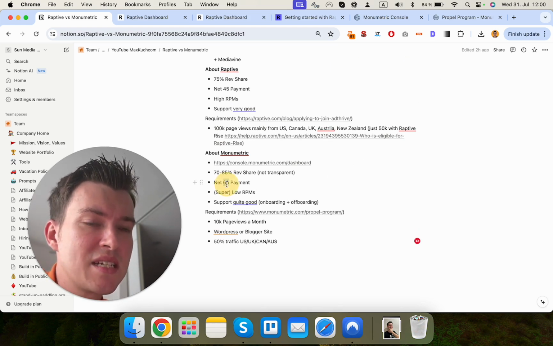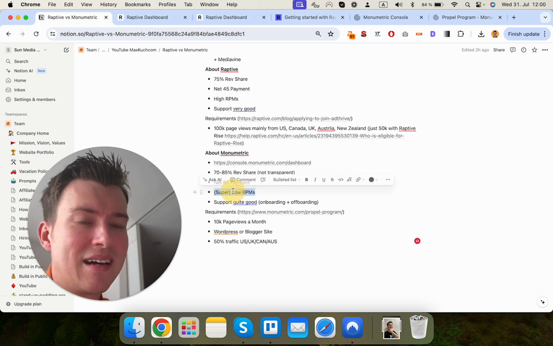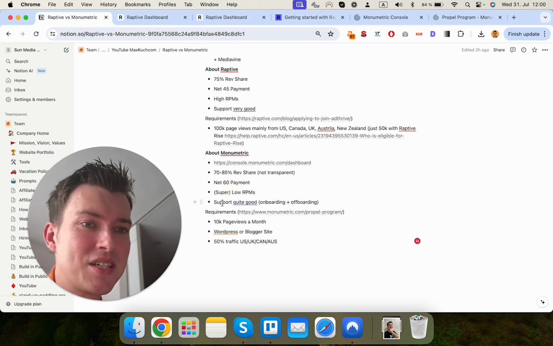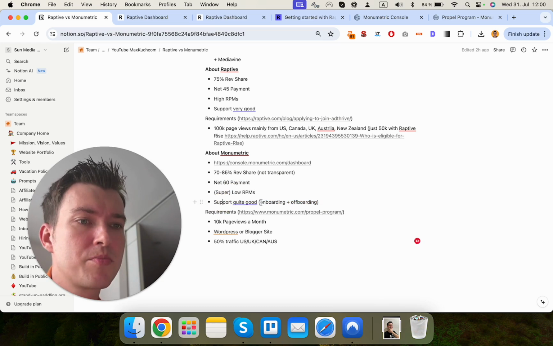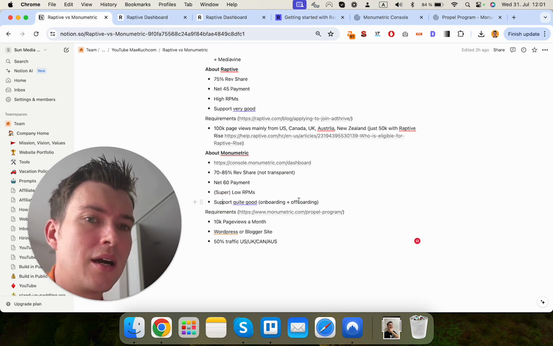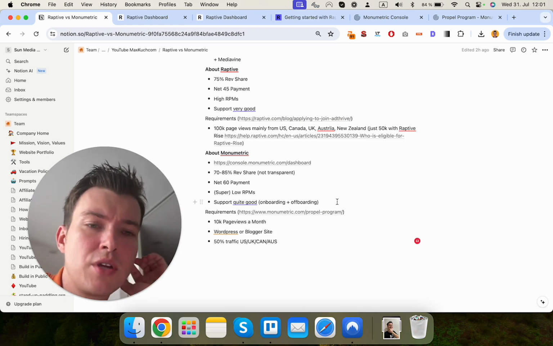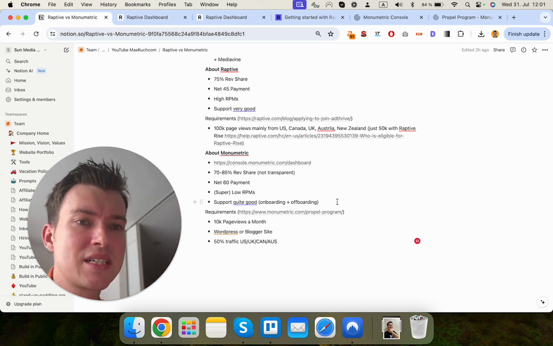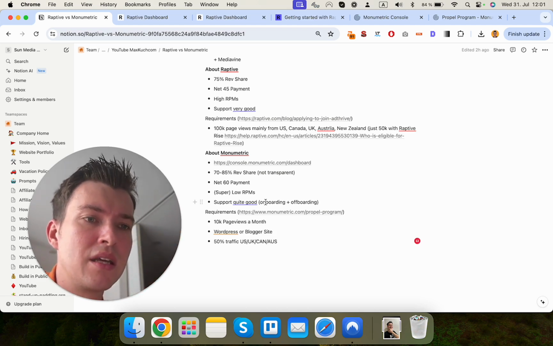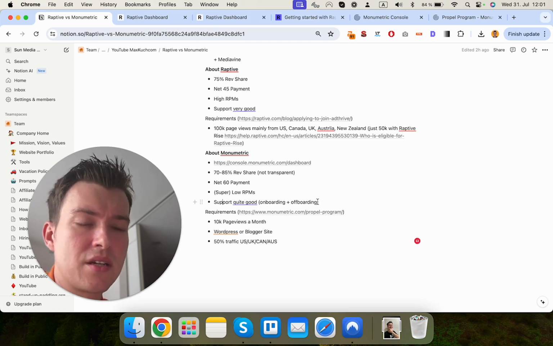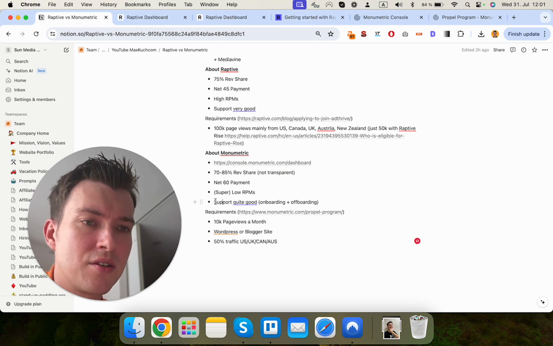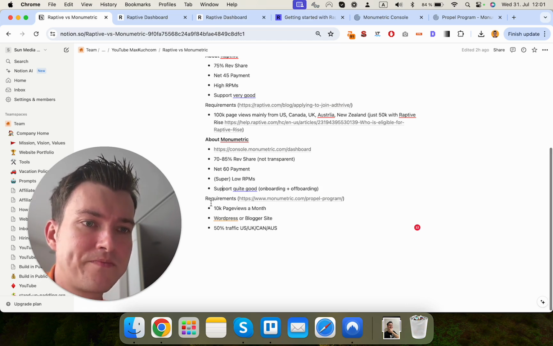They do have net 60 payment terms, also not the best. RPMs super low, support quite good. Like I had a good experience with onboarding and offboarding. I mean, this was a really good experience. Can't complain about anything. They do have like a 30-day termination period, and I think even 30-day notice plus end of month, so this could be even longer. But I mean, yeah, that's obviously on you. Same for me, I signed the contract, so that's on me for sticking it out with them.